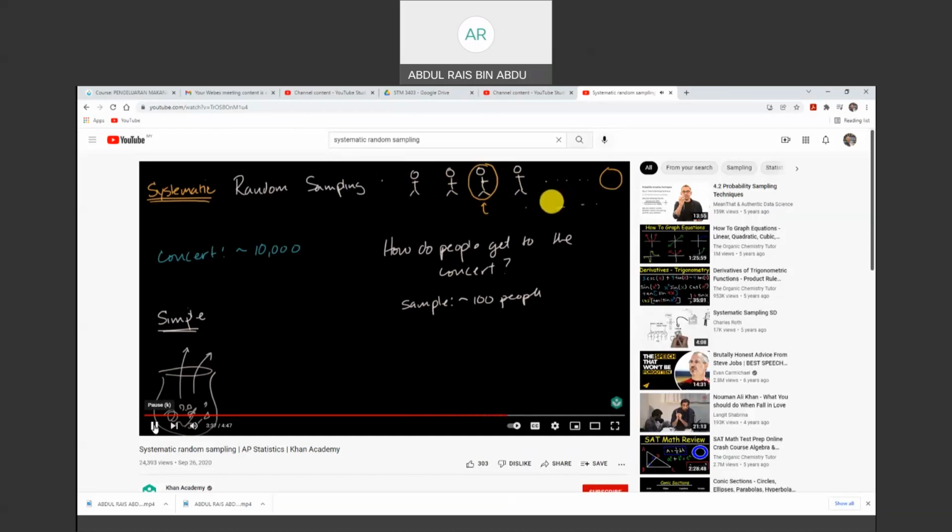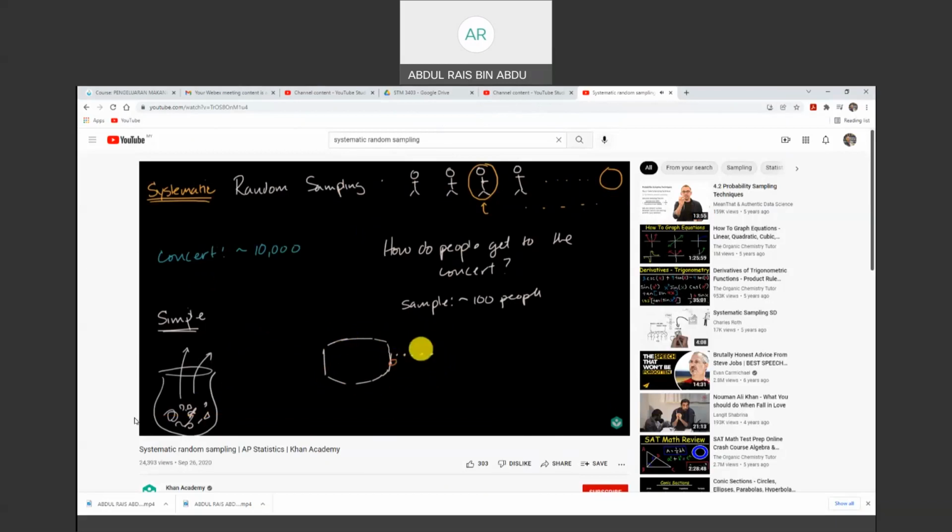Now, we have to be careful. Even systematic random sampling is not foolproof. There's a situation where inadvertently even this system has bias. Okay, dia kata the system ni not foolproof dan kemungkinan bias tu tetap ada. Let's say that this is the arena. This is a top view of the arena right over here. And this is the line of people coming in. And this is where you are standing and you are counting every 100th person.